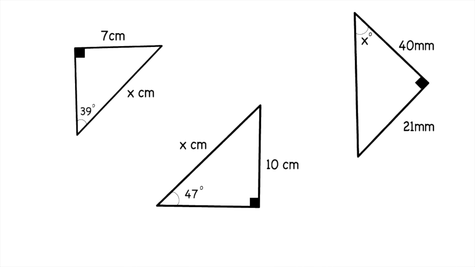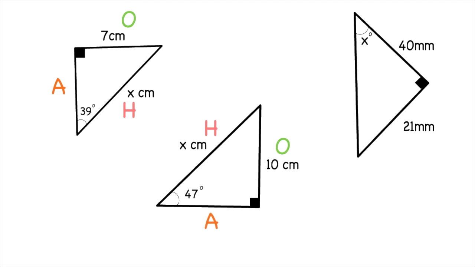Pause the video and see if you can label these triangles correctly. Okay, so as always, you label the hypotenuse first, which is your longest side. Then we're being told that one of the angles is 39 degrees, so opposite that will be our opposite, and the remaining is our adjacent. Then for the middle triangle, I'm going to label the longest side H. The line opposite 47 degrees is our O, and the remaining line is A.